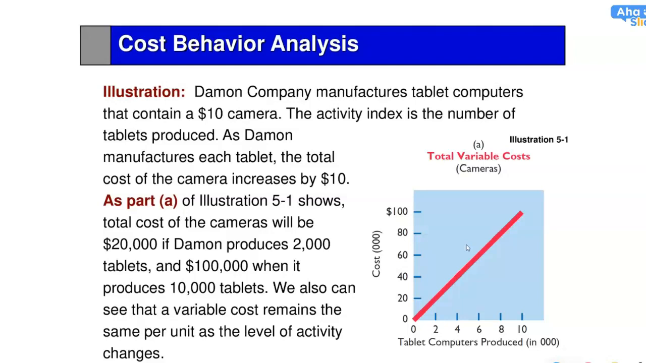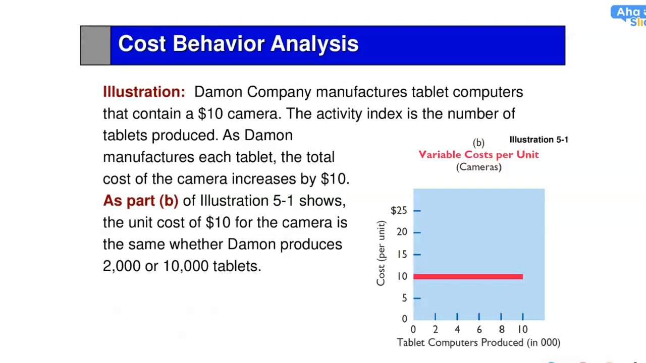Okay, so I'm able to predict what the cameras will be. If I produce 2,000 units, I know that the cameras would cost me in total 20,000. Okay, that is the nature of a variable cost. However, the activity level is the number that Damon manufactures, the total camera, but here we're talking about the unit cost. The variable cost per unit is $10. And it doesn't matter how many cameras they produce, 2,000 or 10,000. The unit cost will remain the same.